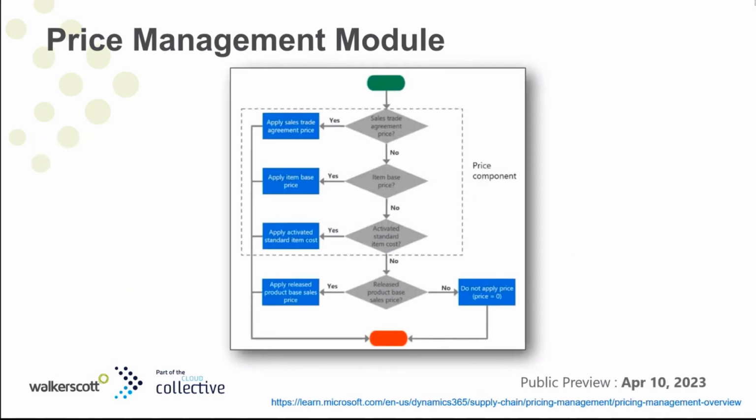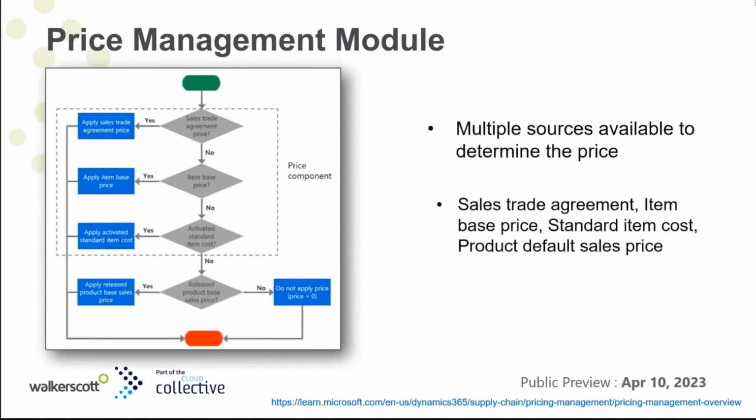Now, multiple sources are available to determine the sales price, for example, sales agreement, item-based price, standard item cost, and product default price. So here's a flow diagram that shows how the pricing rule determines the default price on the sales order line. The system begins the price search within the sales agreement price, followed by the item-based price, standard cost, and finally the released product-based price. If the system doesn't locate a price in any of these sources, the resulting price will be set to 0.